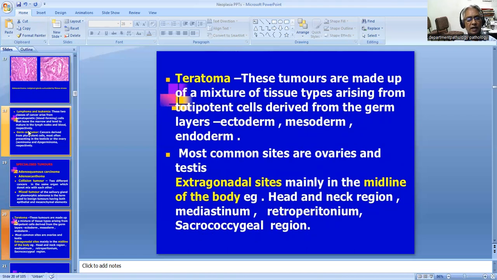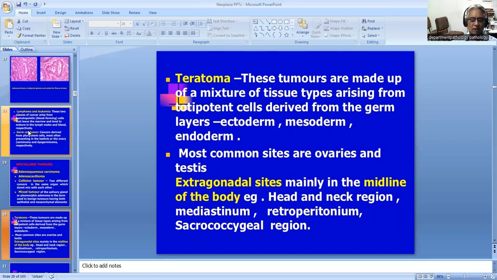Then there is a term known as a teratoma. These are tumors made up of a mixture of tissue types arising from totipotent cells derived from all the germ layers, meaning arising from the ectoderm, mesoderm, endoderm. So in the teratoma, you will find a mixture of neoplastic cells which derive from all the three germ layers: ectodermal, mesodermal, endodermal. These teratomas are most commonly seen in the ovaries and testes. And what will you find in them? You will find tissues deriving from all these three layers.